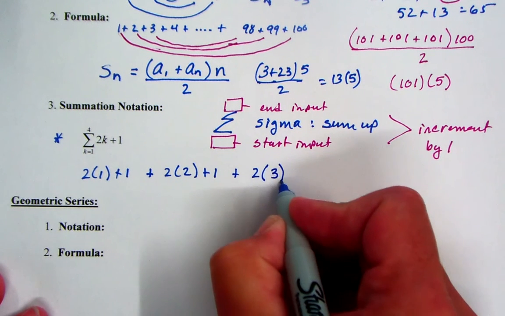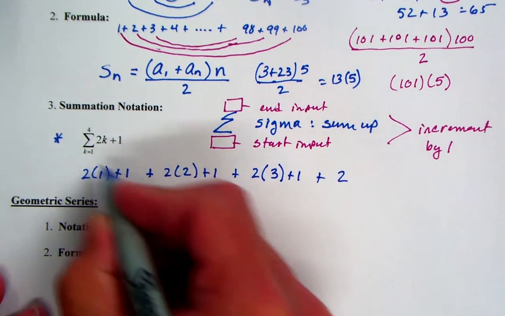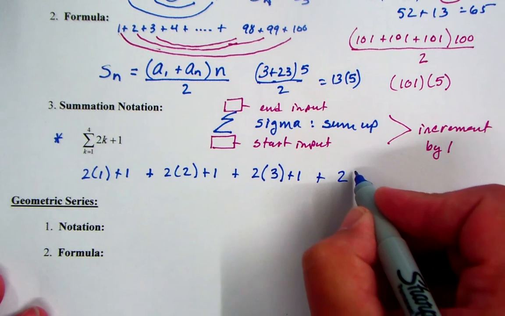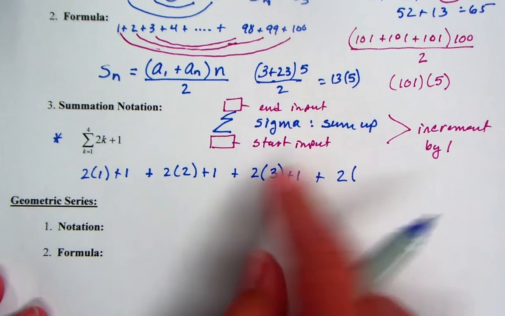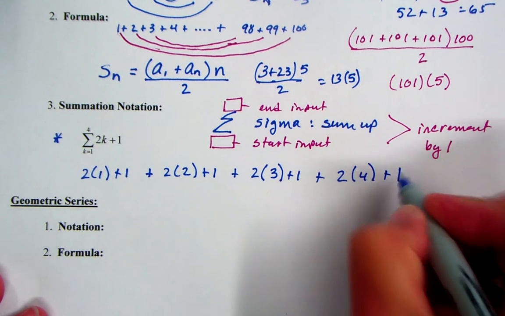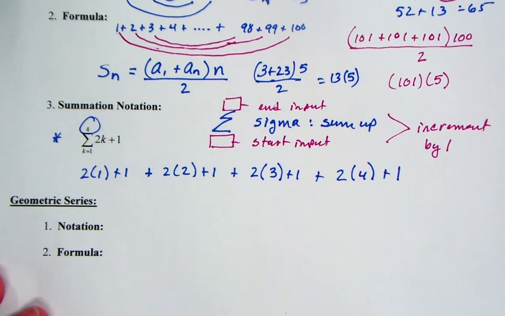So that would be a 3. So I continue to put into my value k the next increment. 1, 2, 3, I'm going to put in 4. And how do I know when to stop? As soon as my input is 4.